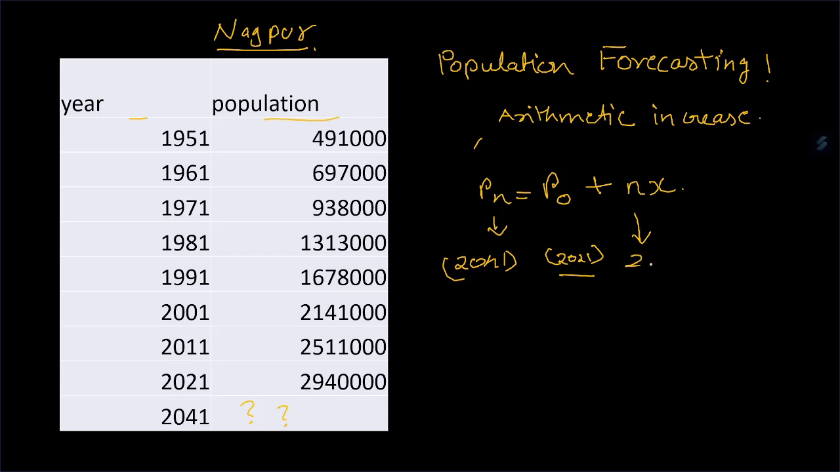So the number of decades is 2 here, and X represents the arithmetic average of increase in population for the known set of decades. So here we are talking about 7 decades. So the average for 7 decades will be found. So let's see how we will proceed.